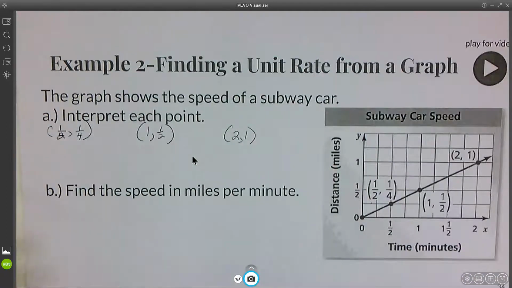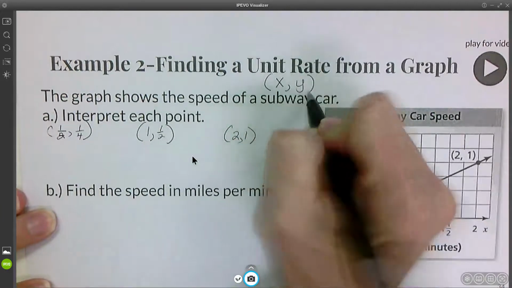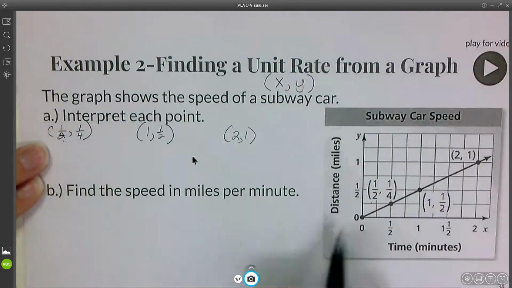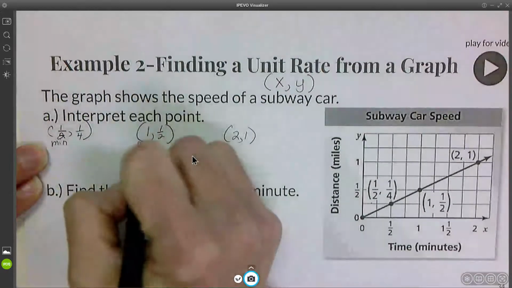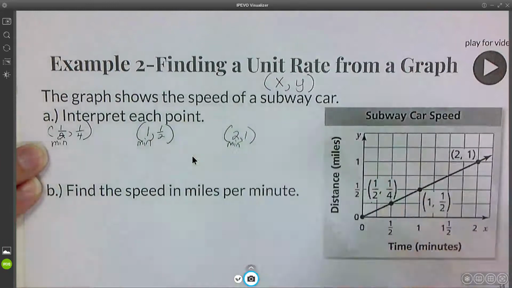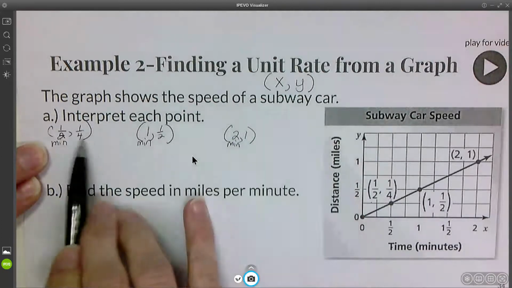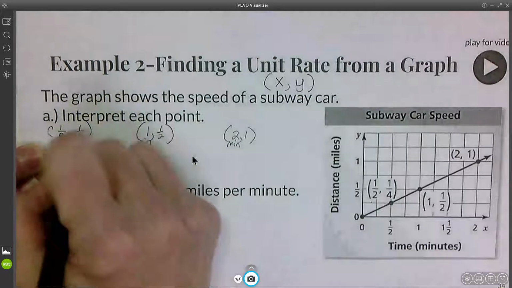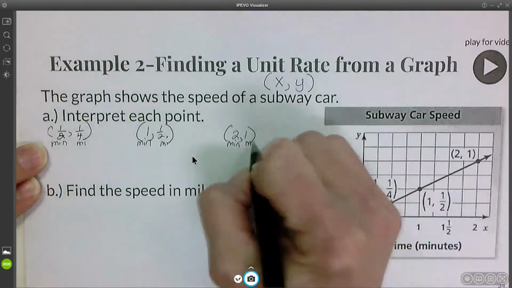And when it asks us to interpret it, it's asking us to explain what these numbers mean. And every ordered pair, and we reviewed this earlier on, is given as x, y. So 1/2 refers here to x, which is time in minutes. So I'm just going to go ahead and write minutes under each one of my x values here as a way of helping me stay organized and understanding the meaning of the numbers. And my y is always in the second position, and that is always your distance in miles. So 1/4 would be miles, 1/2 would be miles, and 1 would be miles.